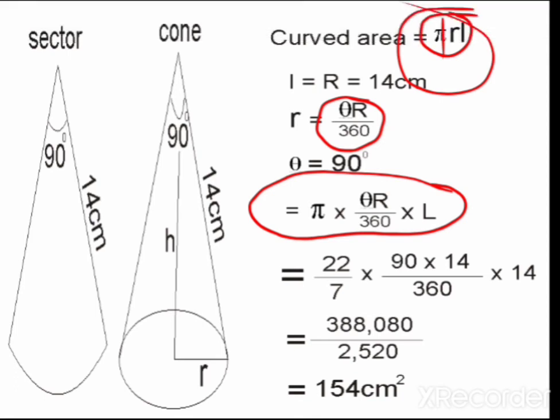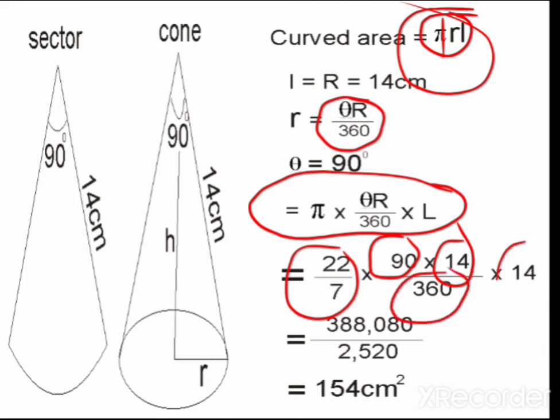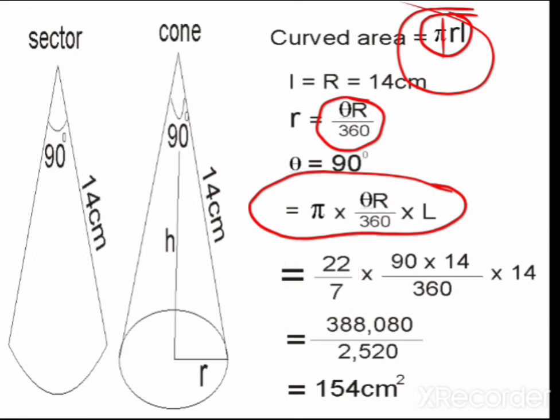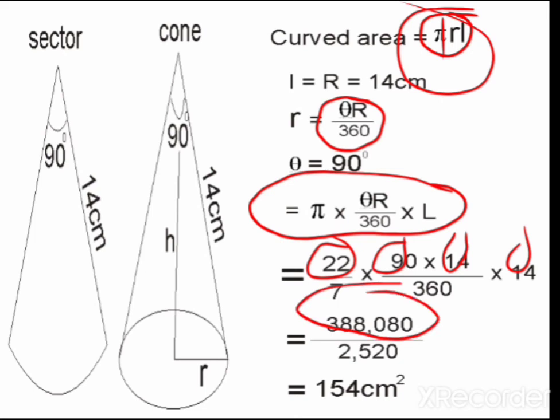So let's start solving. Pi is 22/7, times theta, which is 90 degrees, times the radius of the sector, which is 14, all over 360, times the slant height, which is also 14. So let us carry out that simple arithmetic. We multiply all the numerators: 22 times 90 times 14 times 14 is 388,080.